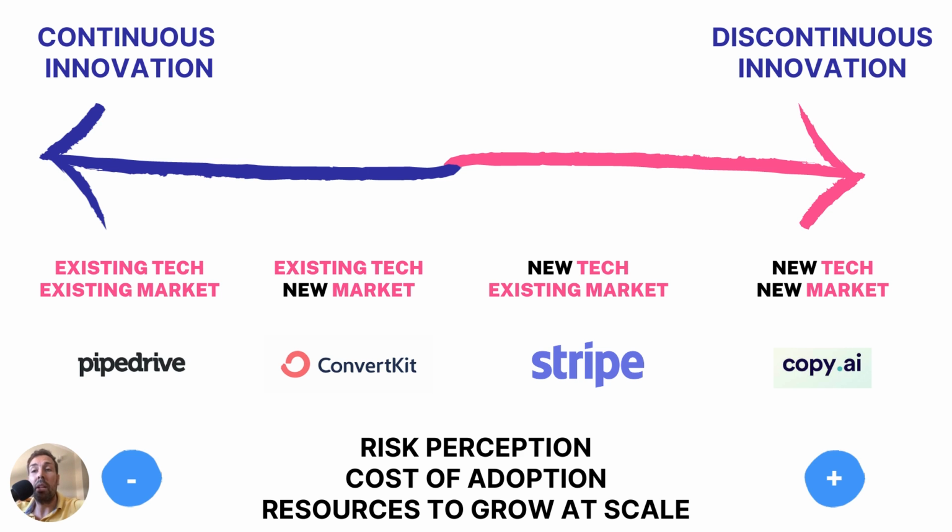And then if we move a little bit more to the right, the most discontinuous innovation is when we introduce both new technology and we're creating a new market. For example, here, Copy AI is a good example because they are creating a new market. They are introducing an artificial intelligence tool to generate marketing copy. They generate messaging copy, for example, blog posts, the copy for advertising, the copy for web pages through artificial intelligence. These kinds of tools were non-existing in the market. There was no market for that. And that's a new technology.